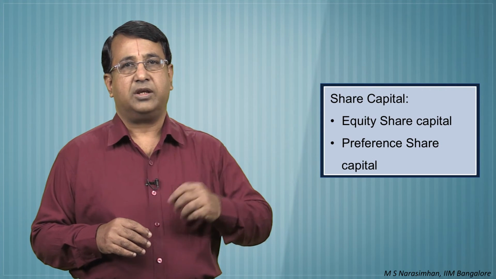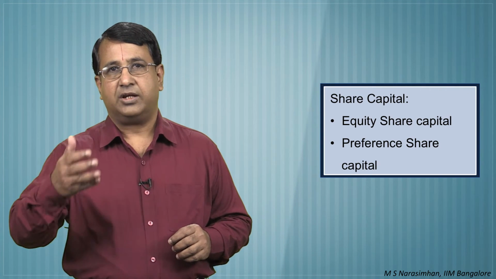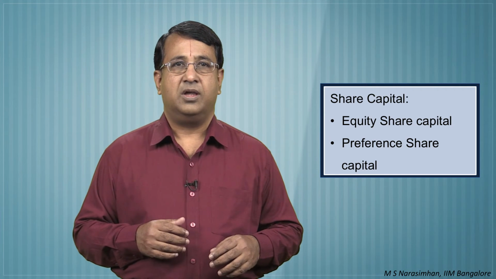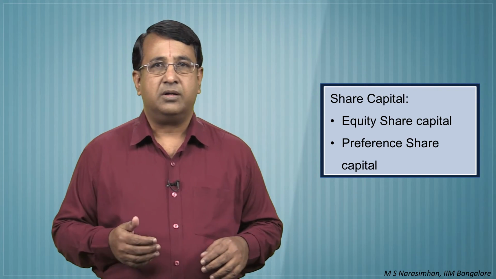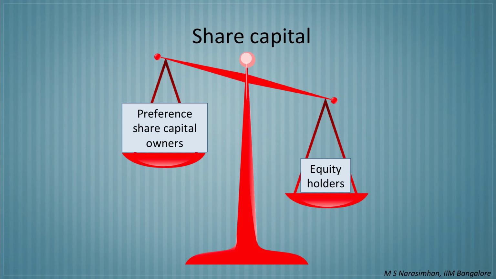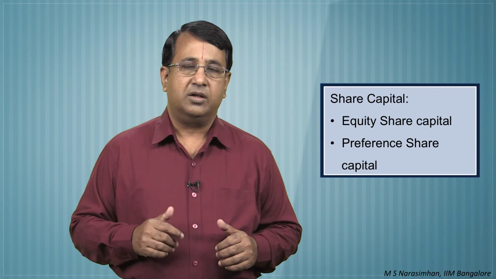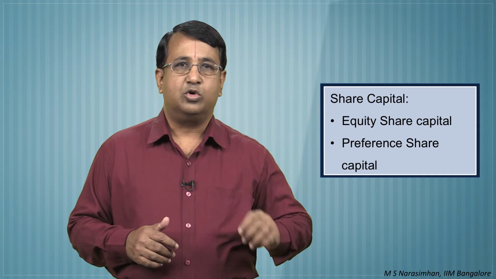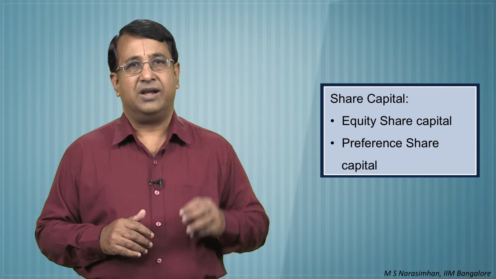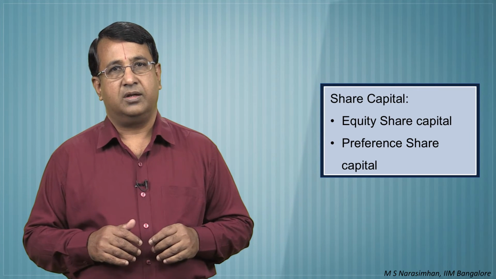Share capital is of two types: ordinary equity share capital and preference share capital. Preference share capital owners get a fixed dividend like a debt holders, but they cannot demand the dividend if the company is not doing well. They get preference over equity holders on all matters. Equity holders can be rewarded only after paying the dues to the preference shareholders. Preference share capital is not popular at this point of time in India.